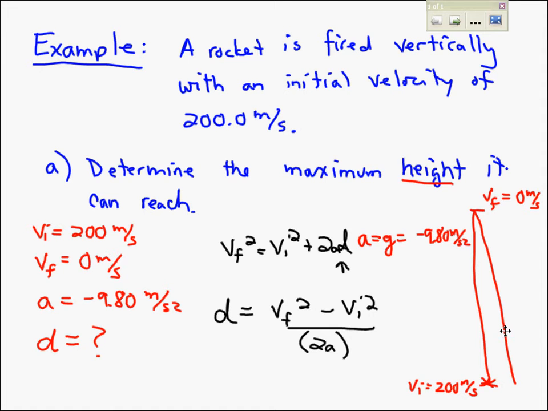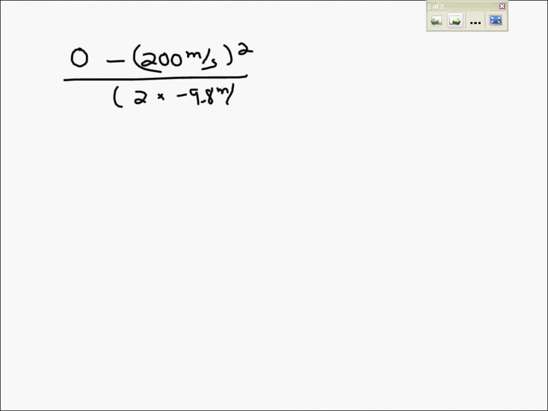So I'm going to go to the next page and put in our numbers. So vf was 0, minus 200 was vi, meters per second, squared, all divided by 2 times negative 9.8 meters per second squared. Remember, we're finding d. Do your math, and I get a value of 2,040 meters. Okay, the negatives cancel out. And you might want to round it to 2,041, huh? Either way's fine. All right, so now we know the height. Let's go to part B. Determine the time it takes to reach this maximum height.